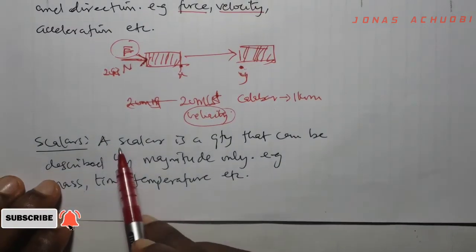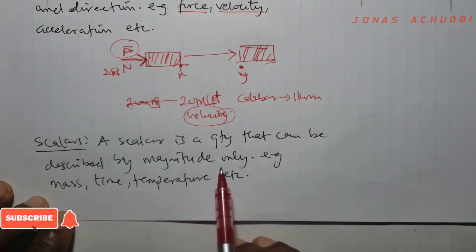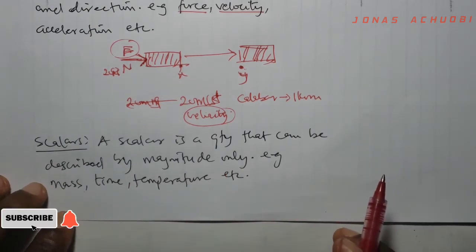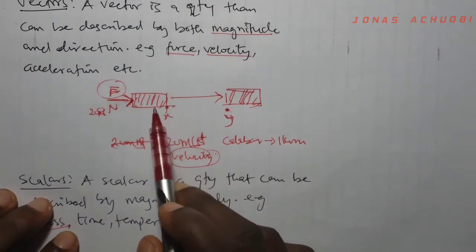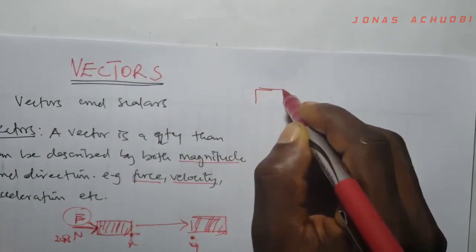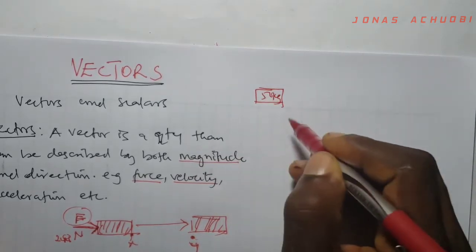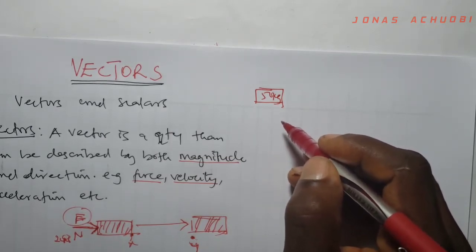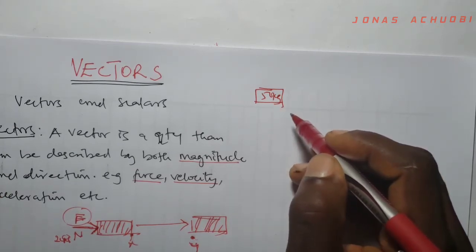On the other hand, a scalar is a quantity that can be described by magnitude only. Example, we have mass, time, temperature, and so many other quantities. Now when we go to scalar, let us pick up mass, for example. Back to our example of a block. If a block, like we said here, has a mass of 50 kg, 50 kg here simply means the size of the block, or what they call the magnitude of the block. So if a block is 50 kg, that is all about the block. So here mass is just a quantity that has no direction.